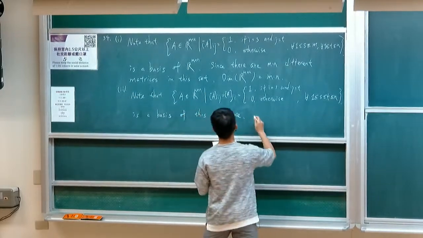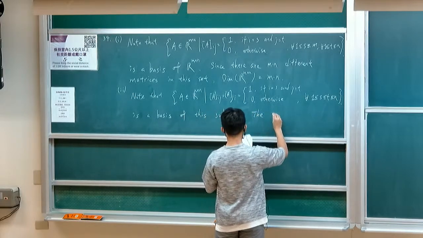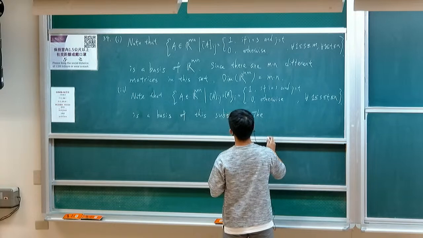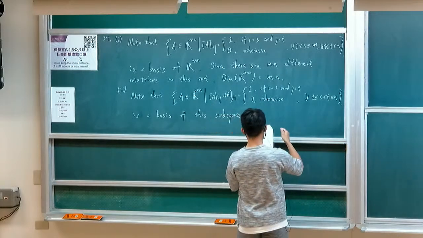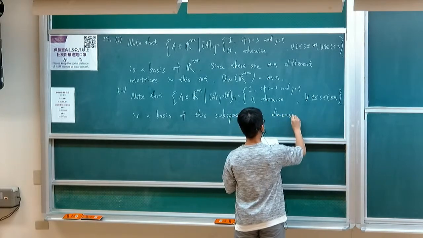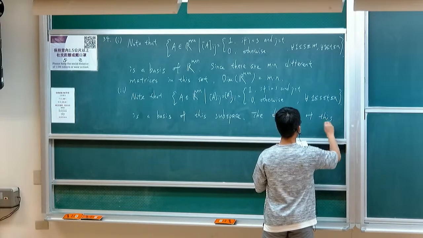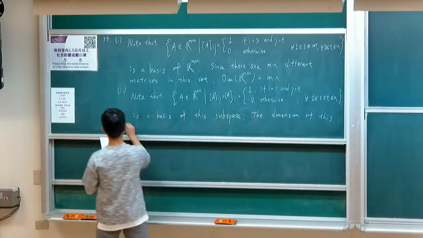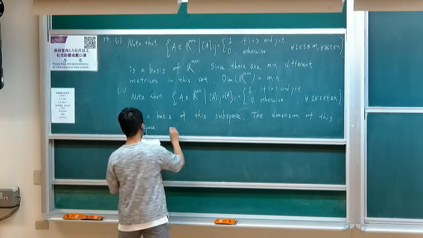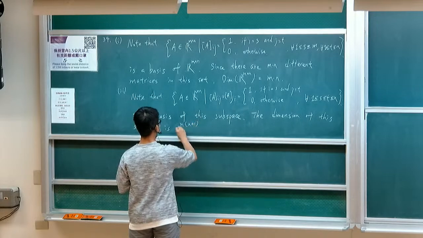And you can check that there are n times (n plus 1) over 2 different matrices in this set. So the dimension of this subspace is n times (n plus 1) over 2.